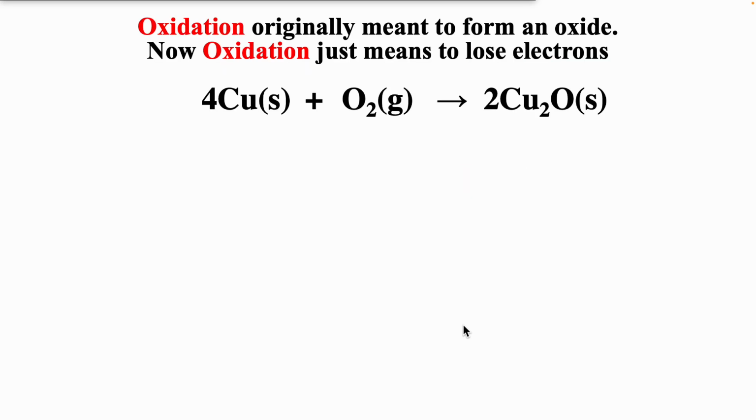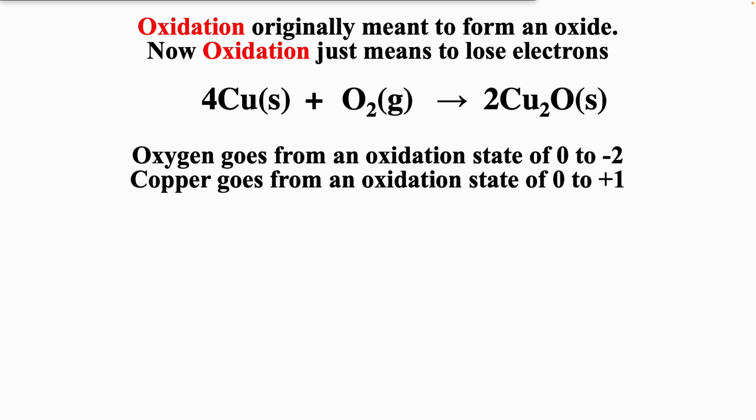Now originally oxidation meant to form an oxide. Now oxidation just means to lose electrons. And so if we look at copper plus oxygen forming copper oxide, that's what we mean by forming an oxide. So the copper is being oxidized here. It's going from an oxidation state of 0 to a plus 1, so it's losing an electron. The oxygen is being reduced. It's gaining 2 electrons.